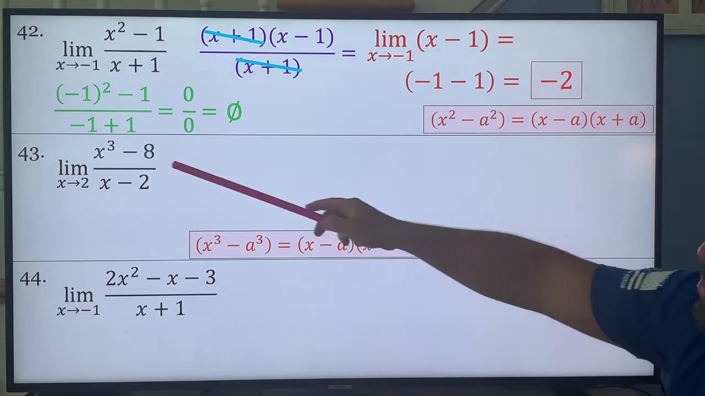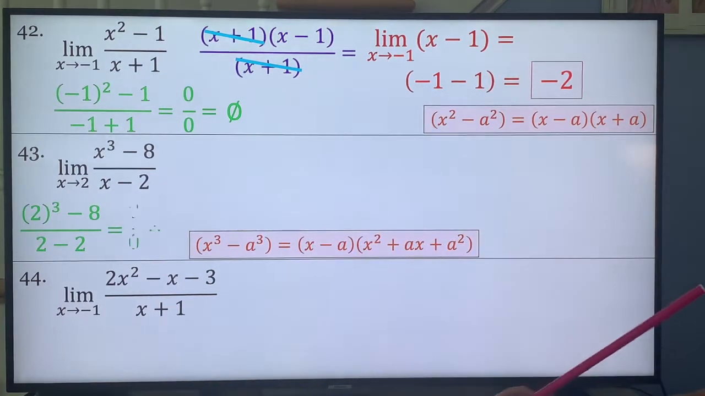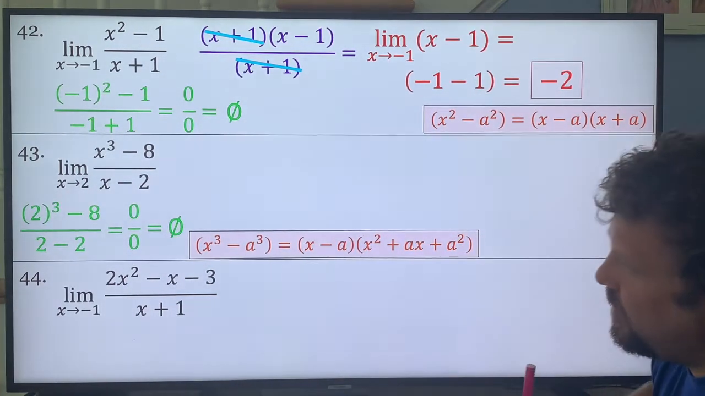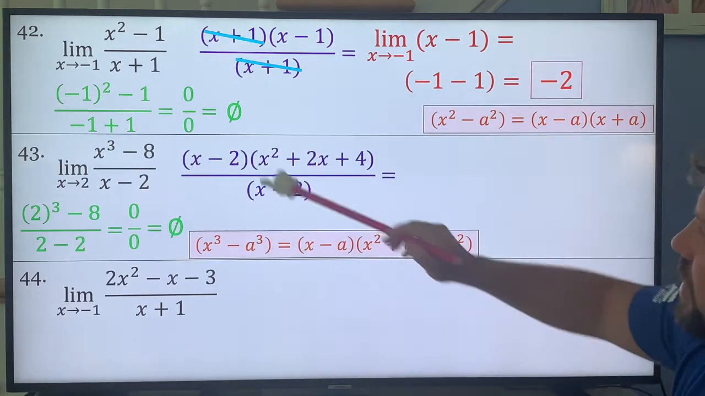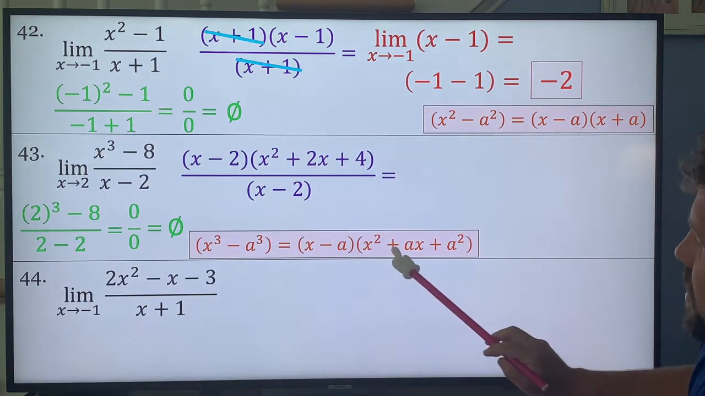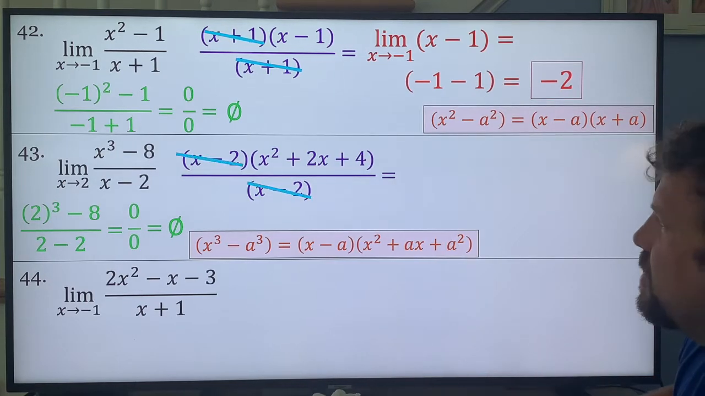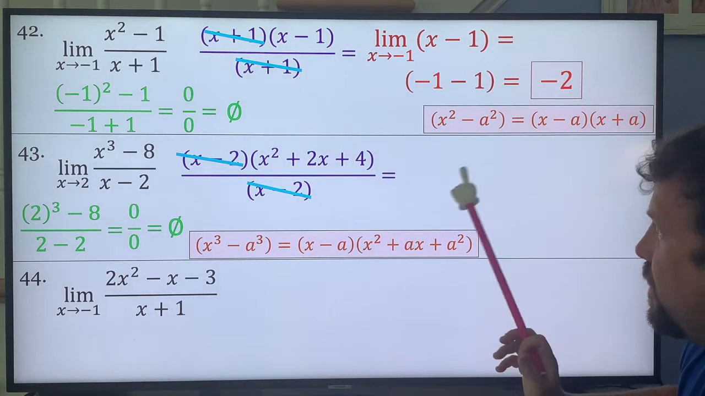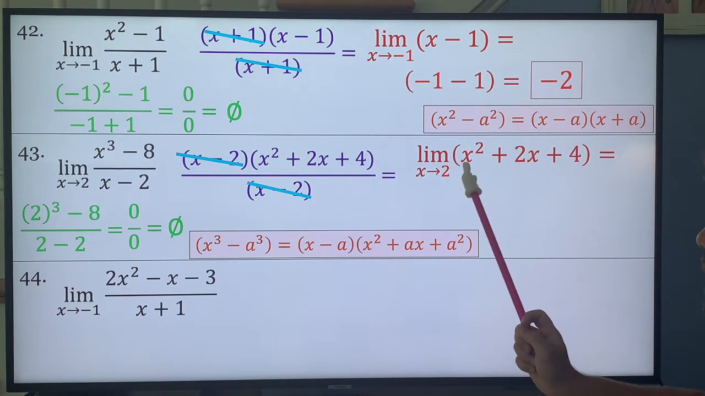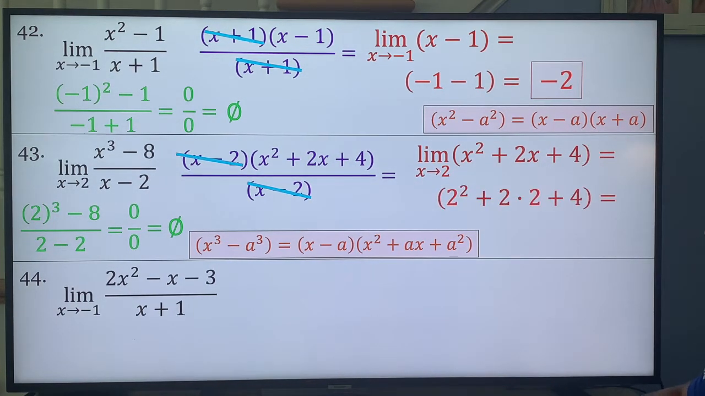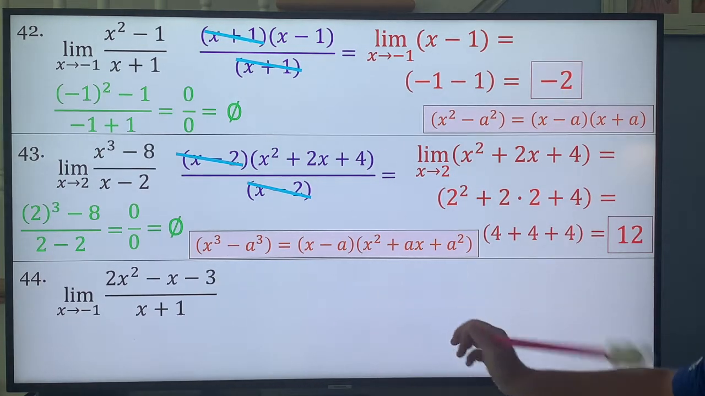Use our cube root. Cube root of 8 is 2. So, first off, we find it to be undefined. You can just do the denominator. You don't even have to do the numerator. So, x minus 2, x squared plus 2x plus 2 squared, which is 4. The x minus 2's cancel out. Now, the limit as x approaches 2 of x squared plus 2x plus 4. Take your 2 and you plug it in. 2 squared plus 2 times 2 plus 4 is 4 plus 4 plus 4, which is 12.